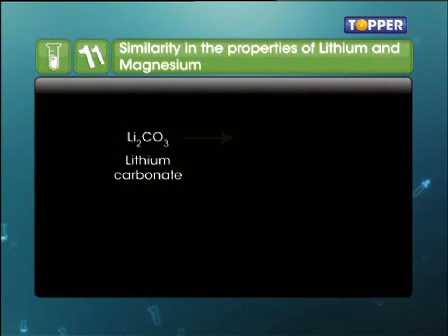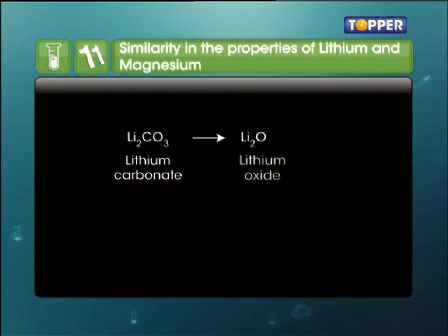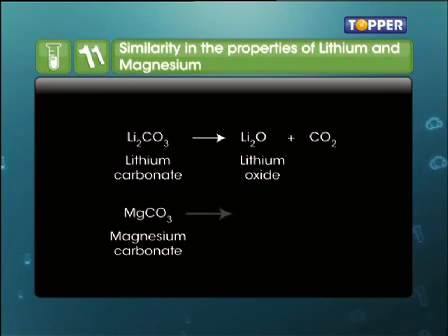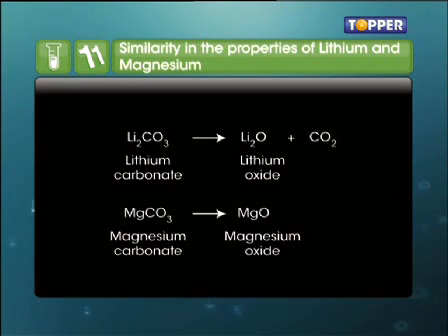Beginning with their carbonates. Their carbonates decompose on heating to form oxides. Take a look. Lithium carbonate on heating gives lithium oxide and carbon dioxide, and similarly, magnesium carbonate on heating gives magnesium oxide and carbon dioxide. Also, both lithium and magnesium are harder and lighter than the other metals in their respective groups. This makes them ideal metals for aircrafts and airships.